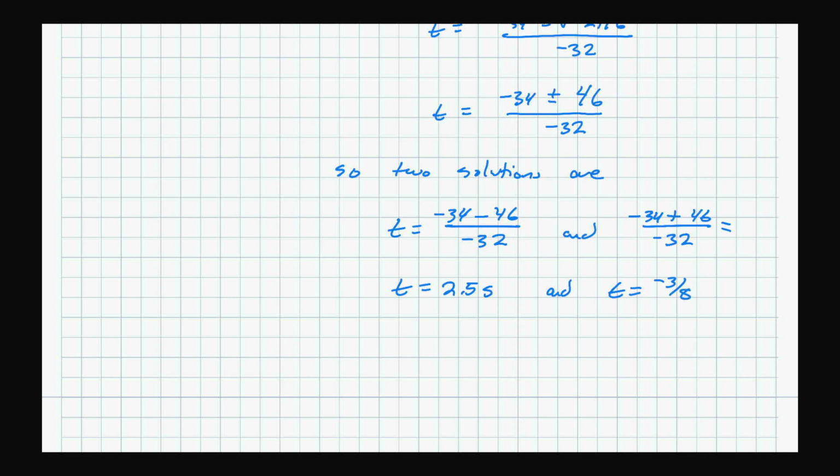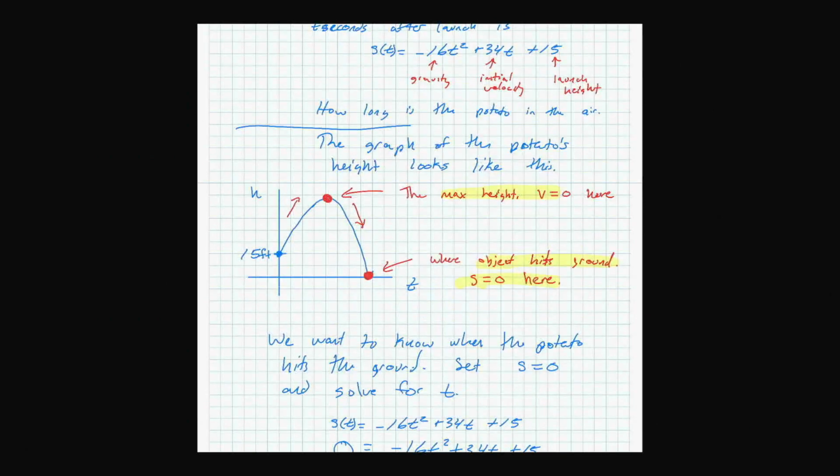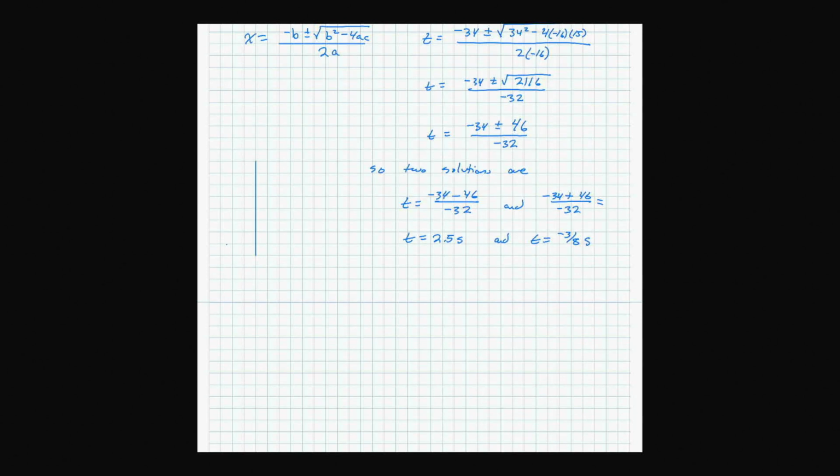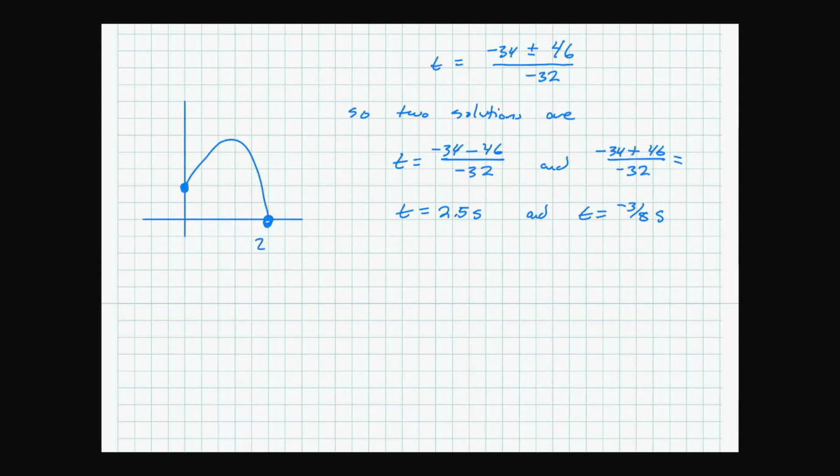Negative 3/8 seconds. Okay, now I want to look back at this graph here. When you look at the graph, the reason there's two is because we know it goes up and comes down, right? This is that 2.5 seconds. Now what's the other one, the negative 3/8? The negative 3/8 is if this had gone this way, you would have had the negative 3/8 there. But that's not the right answer, right? This is definitely the one that you want. That's where it hits. Negative time was before we launched it.